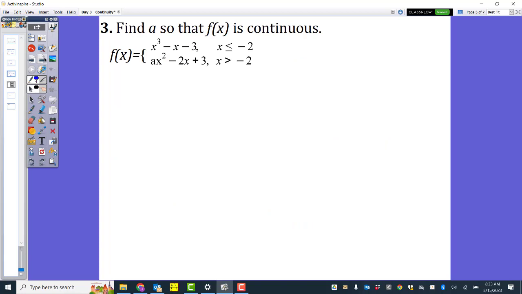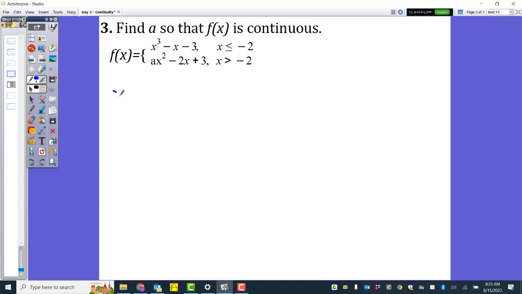Next, we're finding a so that f of x is continuous. Now, this is a case where we're trying to make the function continuous. This is a very simple process. If we want to make the function continuous, we want to make the left and right equal each other when we plug in x equals -2. Because by plugging in x equals -2, we're getting the function value. And by making the left and right equal, we're getting the limit's value. So we're making them equal when we plug in the x.